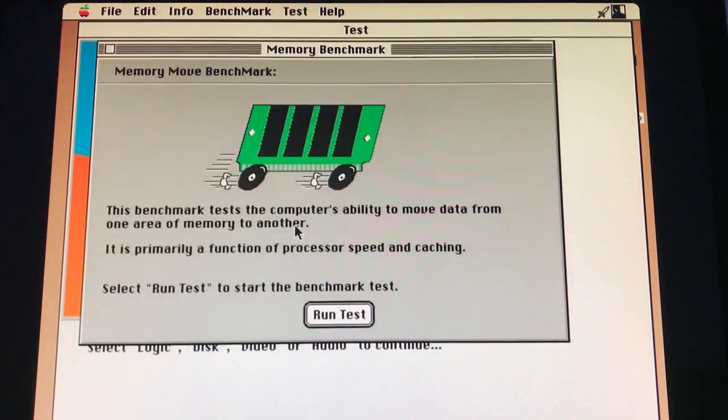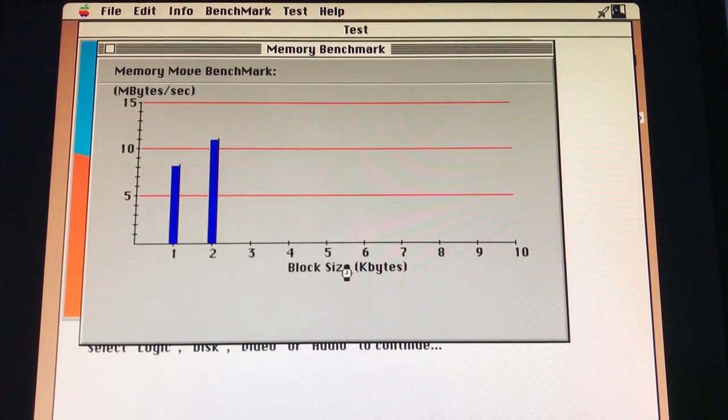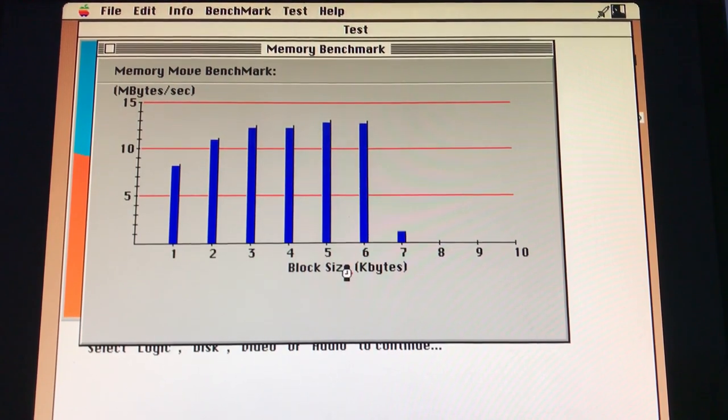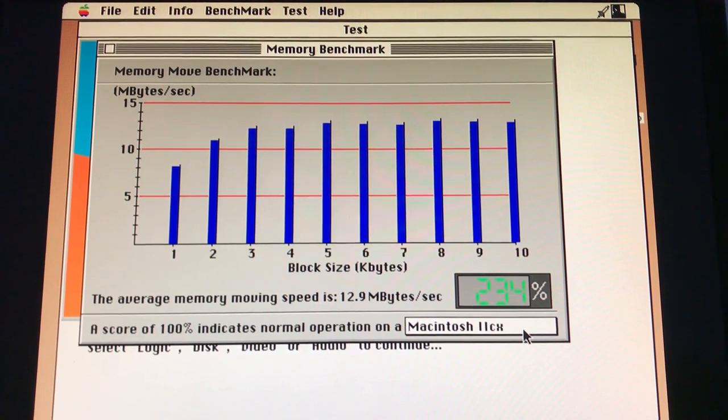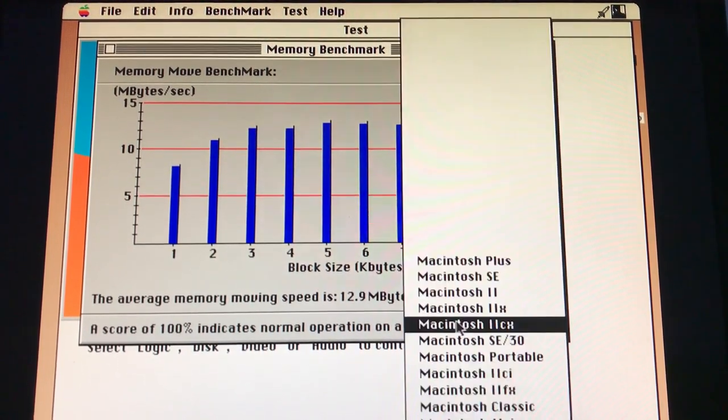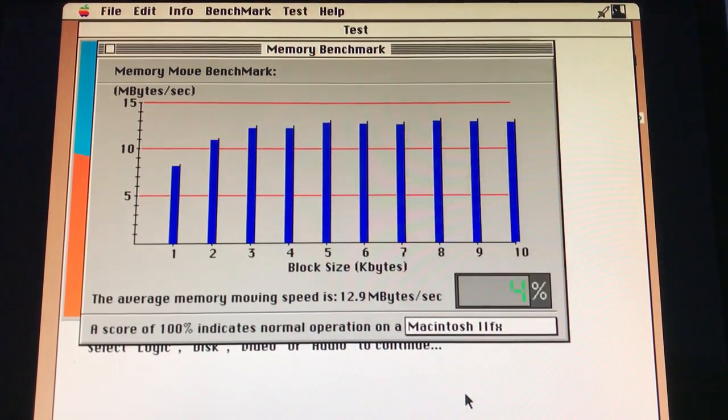Next is the memory benchmark. This is testing the memory bus, the interface between the system memory and the CPU. And the Rocket's memory is 234% faster than a Macintosh 2CX's motherboard memory bus. Very nice performance increase. Let's see how that compares to a Macintosh 2FX.